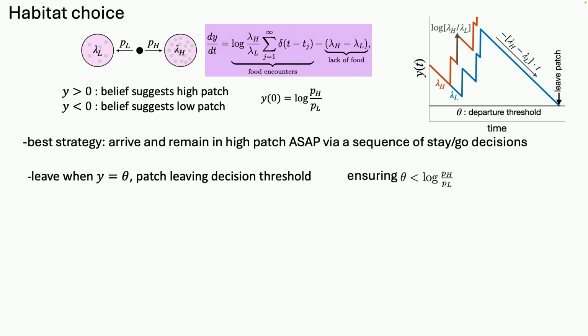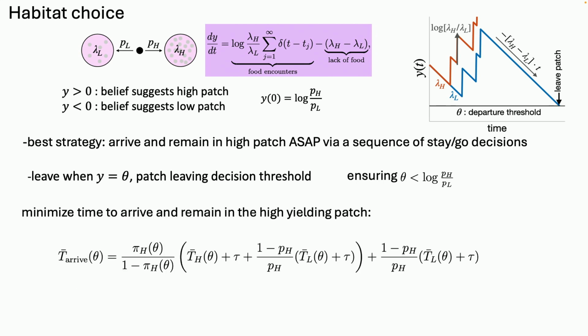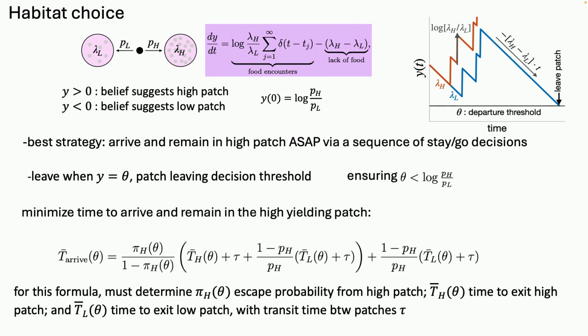So what we are proposing is that the animal is making a sequence of staying decisions, and it leaves when it crosses a certain threshold. By looking at the first passage time, we can compute the arrival time that we are trying to minimize, which depends on a couple of parameters. Most prominently, the probability of the high patch, the escape probability from the high patch, and the transit time, tau, between both patches.